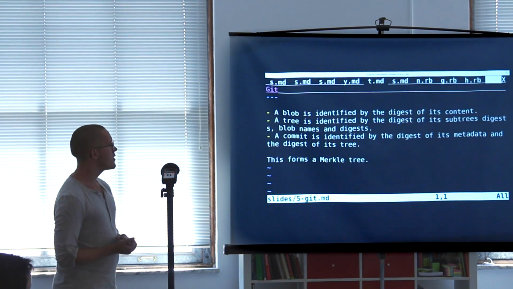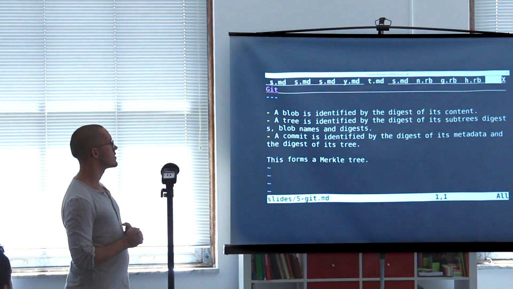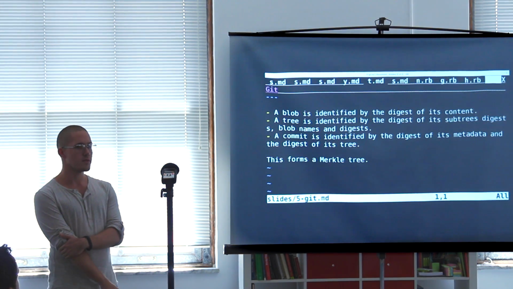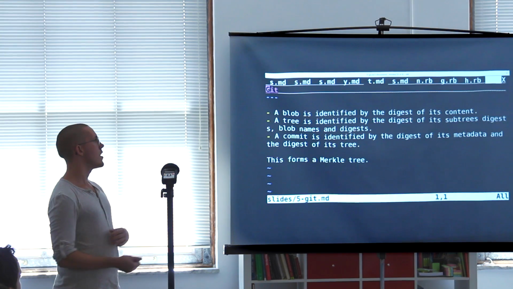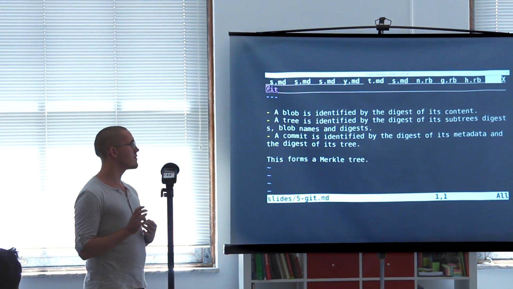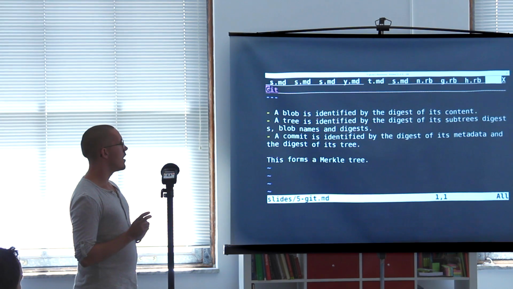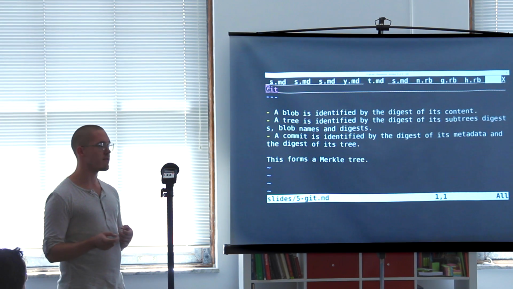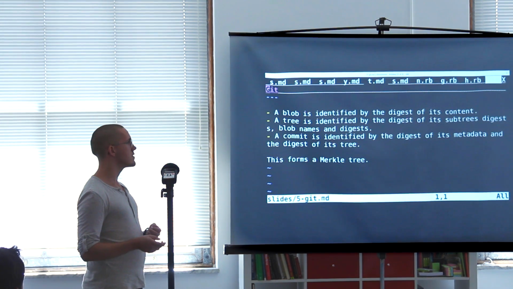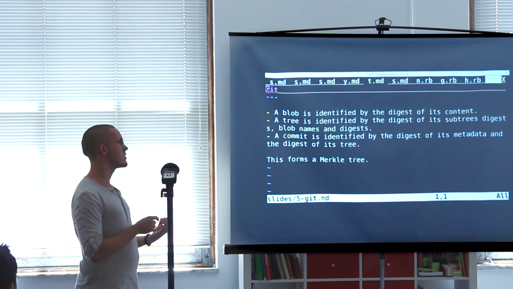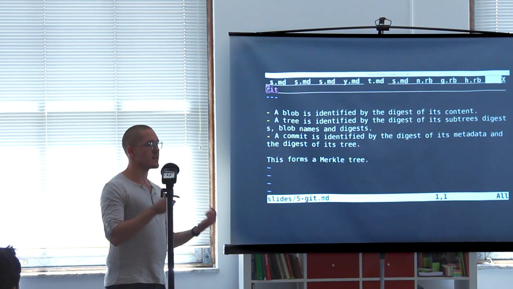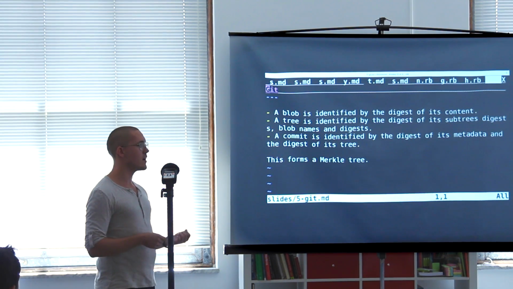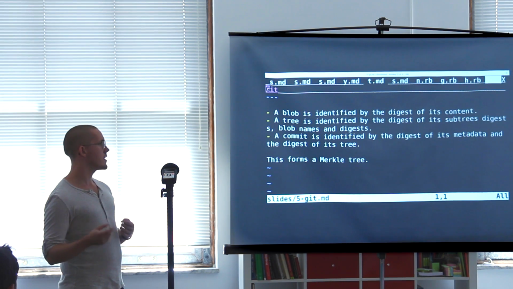One system that uses cryptographic hash functions a lot is Git, that we use every day. In Git, a blob, the contents of a file, is identified by the digest of its content. And in Git, we also have trees. Every commit has a tree of files that it contains. These trees are identified by the digest of their subtrees' digests, the blob names, and the digests of the blobs. And a commit is identified by the digest of its metadata, like message and author, and the digest of its tree.